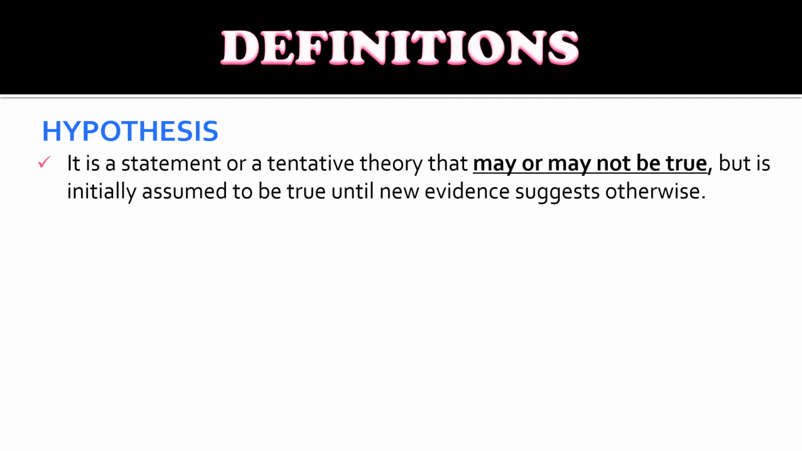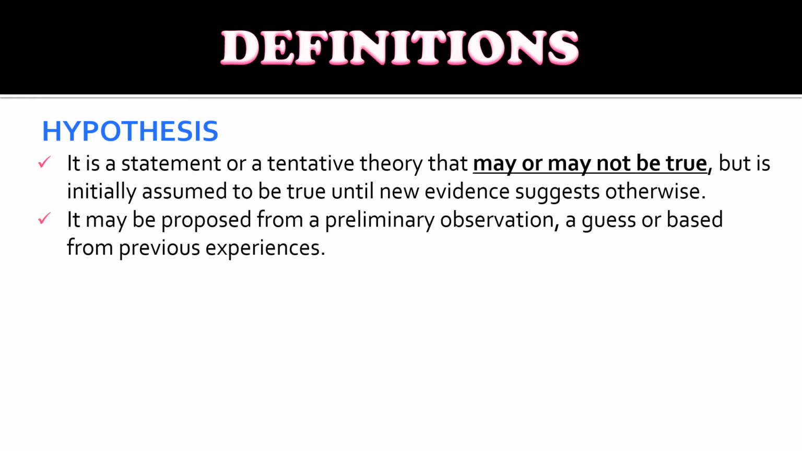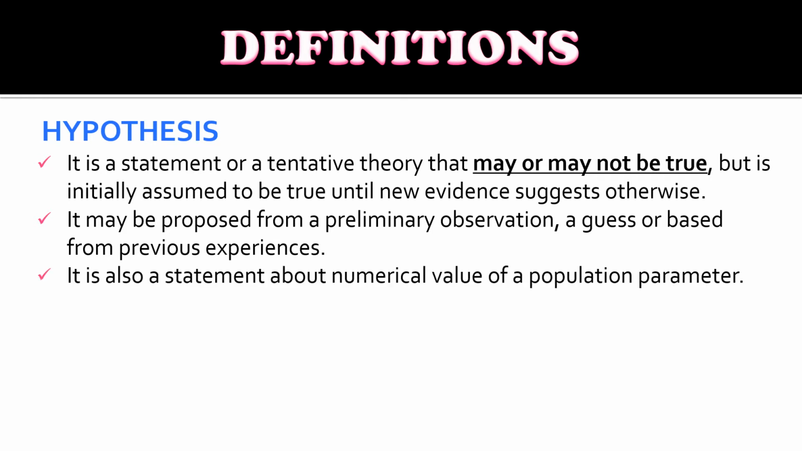It is a statement or a tentative theory that may or may not be true, but is initially assumed to be true until new evidence suggests otherwise. It may be proposed from a preliminary observation, a guess, or based on previous experiences. It is also a statement about a numerical value of a population parameter.